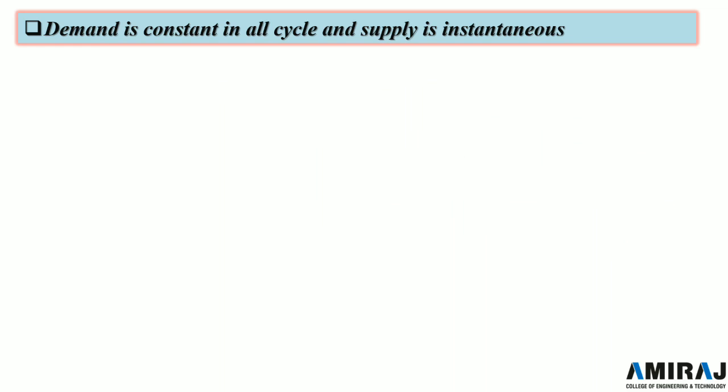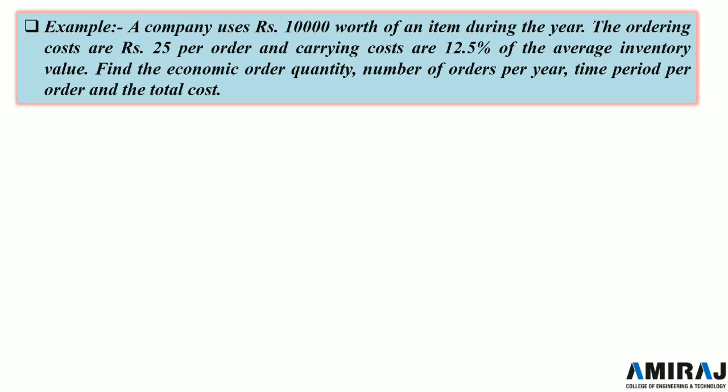Now let us take one example. Here a company uses 10,000 worth of an item during the year. The ordering cost is 25 per order, and the carrying cost is 12.5% of the average inventory value. Find the EOQ, that is the economic order quantity, the number of orders per year, then the time period per order, and the total cost.